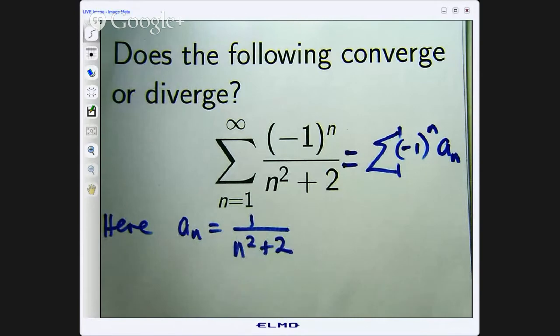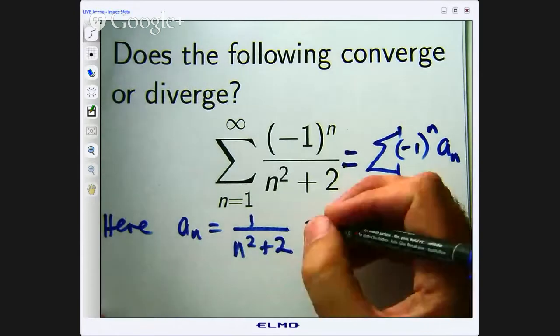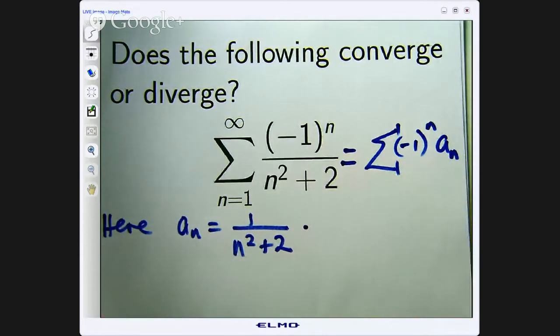There are, I guess, three conditions to this alternating series test. So I'm just going to go through them one by one and sort of tick them off for this, and then I'll show you later why they come into play, when I talk about the proof.